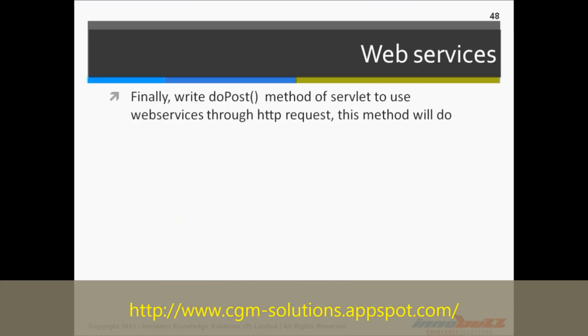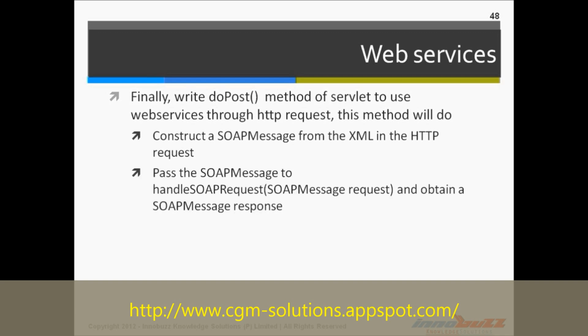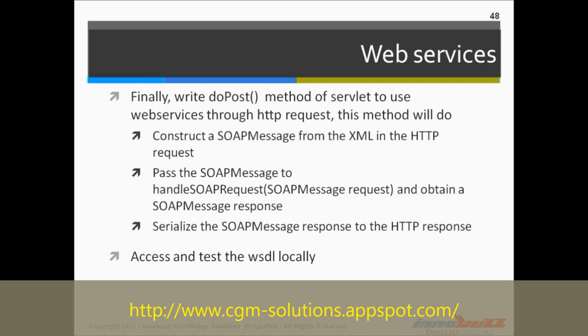Finally, write the doPost method of the servlet to use web services through HTTP request. This method will construct a SOAP message from the XML in the HTTP request. Pass the SOAP message to handle SOAP request of the SOAP handler class and obtain a SOAP message response. Serialize the SOAP message response to the HTTP response. Access and test the WSDL locally.